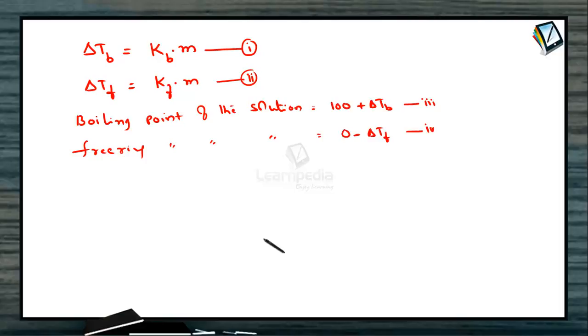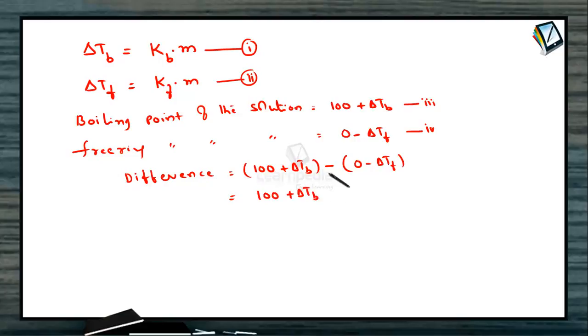Now we are given that the difference in boiling point and freezing point, that is difference between 3 and 4, 100 plus delta Tb minus 0 minus delta Tf. This is equal to 100 plus delta Tb minus of minus, that is plus delta Tf. And this difference is given as 103.57. So this is the relationship we got.